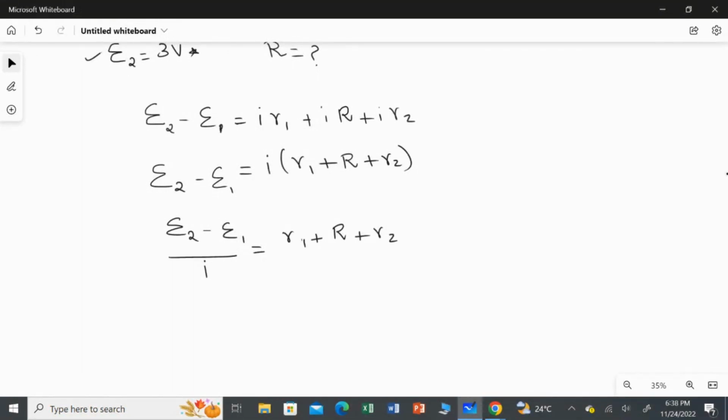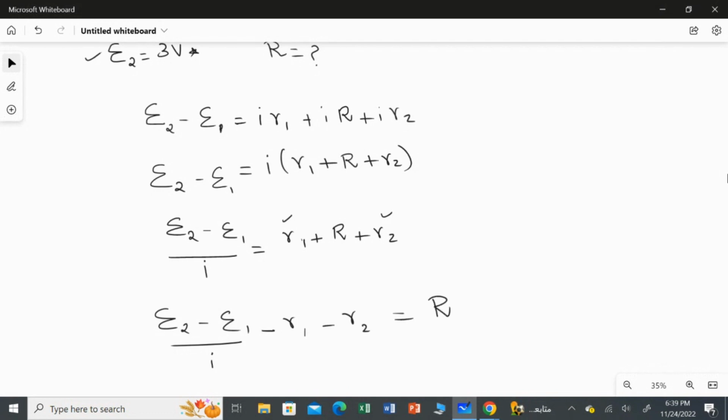We are going to find the value of capital R. So what I'm going to do, I'm going to move this small R1 and R2 to the left hand side. By that, what will happen? The EMF 2 minus EMF 1 over I. When you move this R1 and R2 to the left hand side, each takes the negative sign, right? So minus small r1 minus small r2, which is equal to capital R. Now you have to see the question.